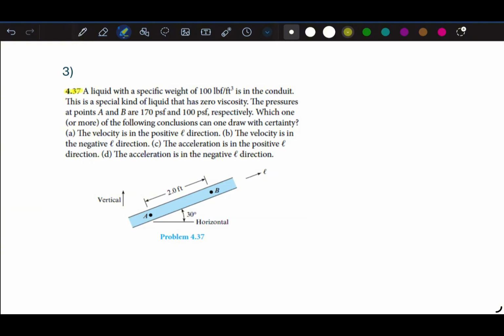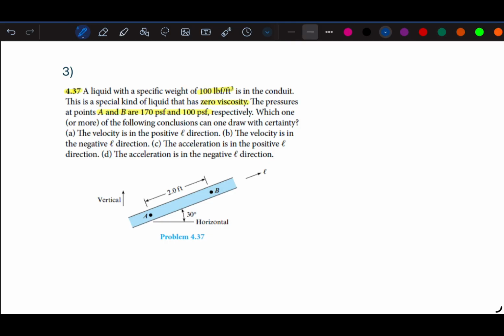Okay, this is question 4.37. We have a liquid with a specific weight of 100 pound force per cubic feet in the conduit, which is here. And this is a special kind of liquid that has zero viscosity. The pressures at points A and B are 170 and 100 psf.